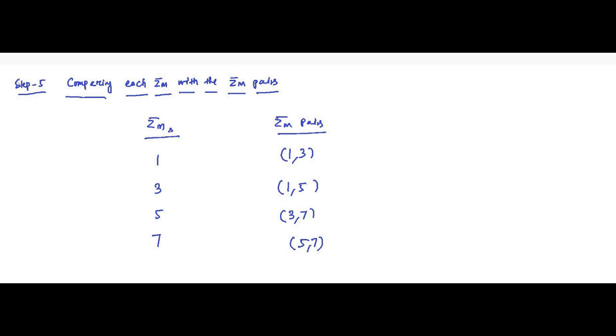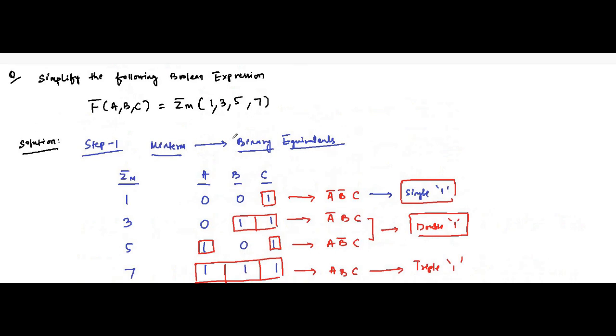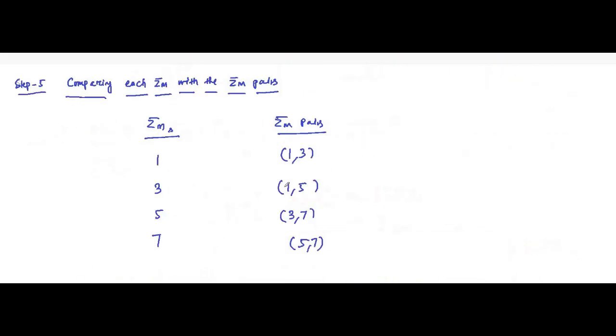Now what we want to check here is whether all the minterms that are given to us in the question, that is 1, 3, 5, 7, are they all involved in pair formations, minterm pairs? Has anyone been left out, not involved in a pair? That is what we want to check.